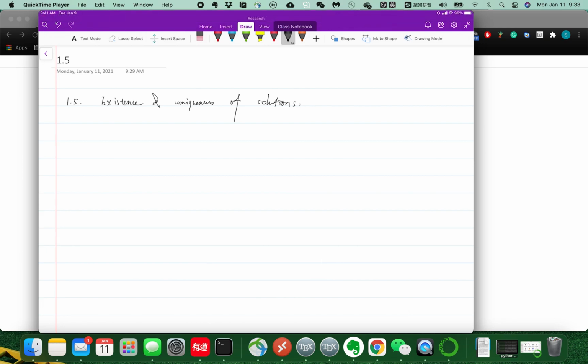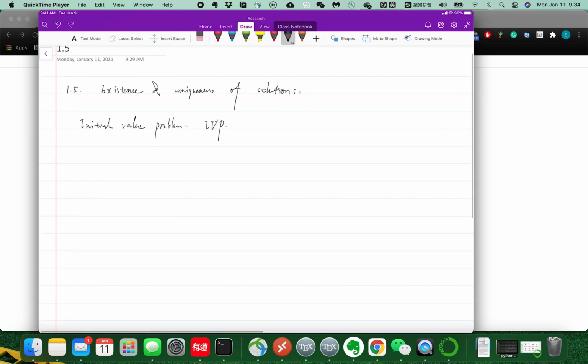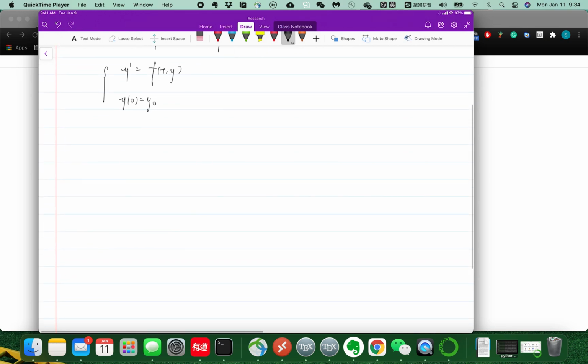We want to talk about 1.5, existence and uniqueness of solutions. So this time we want to focus on the initial value problem, which means we have an initial condition and we have a differential equation. For first order, we just put things in this way, and y(t0) equals y0. If you think about what we have done so far for initial value problems, basically we have the following things.